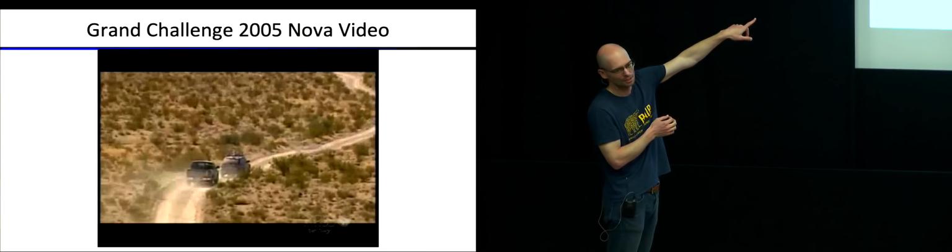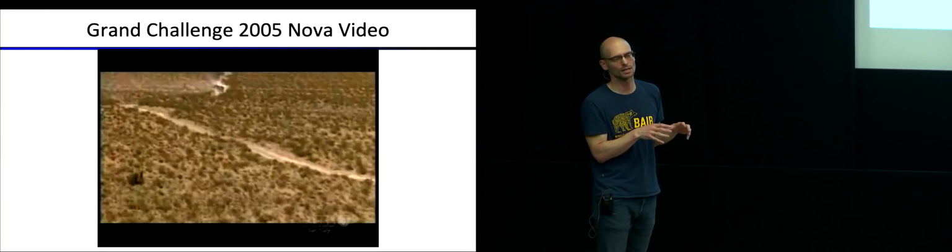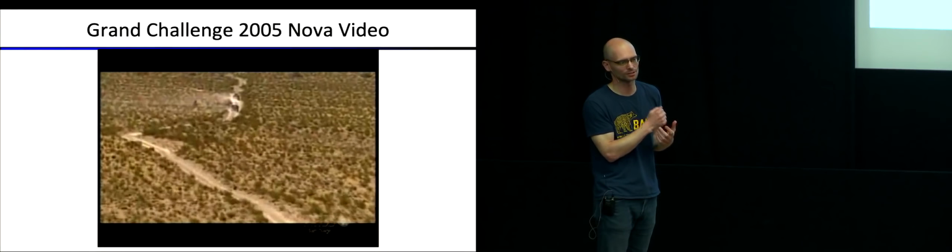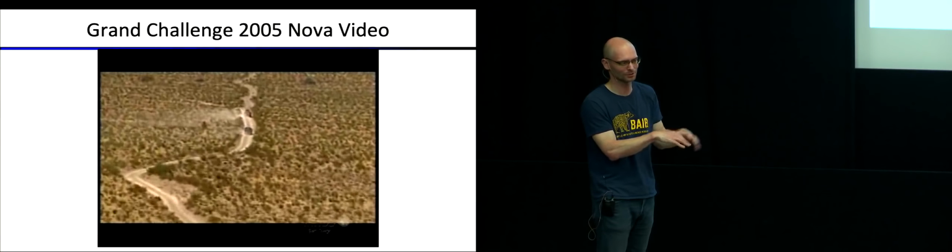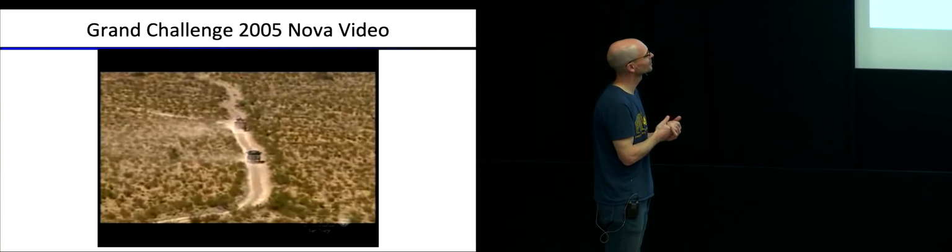So the front car is the autonomous car. The one behind it is a follow car with human drivers that can stop the front car just in case something goes wrong. At that point, you're out of the race though. Once you're stopped, that's it. So you don't want to have to press that stop.